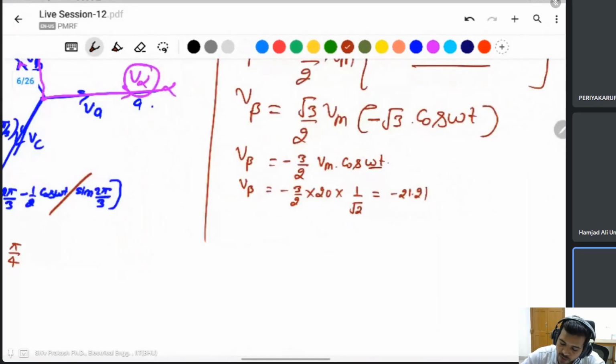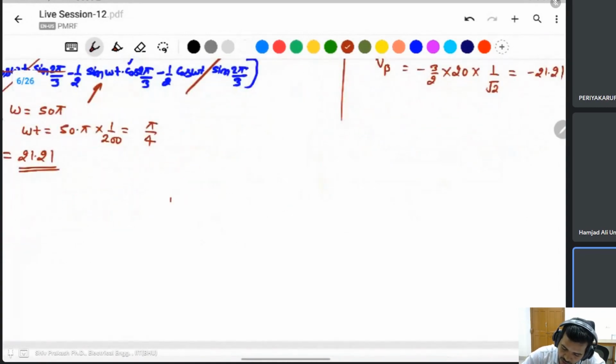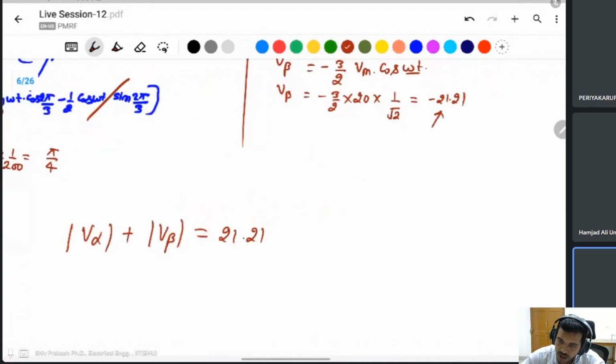But it is asking about the mod of V alpha plus mod of V beta. Mod of V alpha is the same value, 21.21. This will be positive because the mod relation is there. Mod is magnitude only, not a negative symbol. A negative symbol is denoted as the direction only. If we talk about the vector, it is seen as the opposite direction. V alpha also the same, the magnitude will be the same. This will be 42.42. This will be the correct answer.